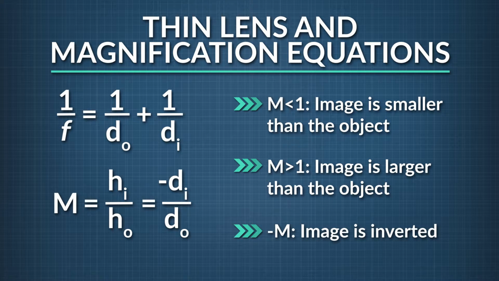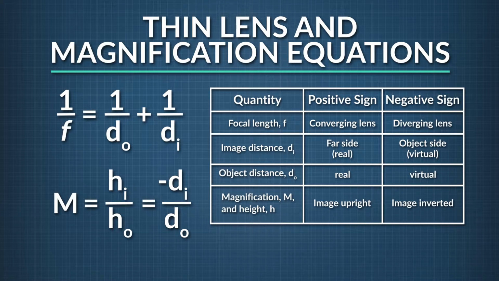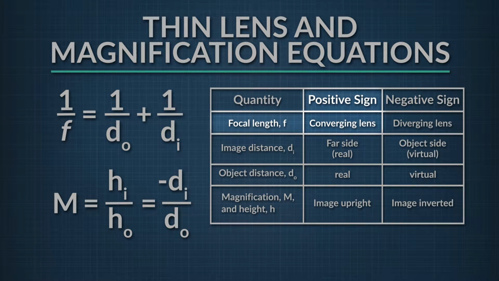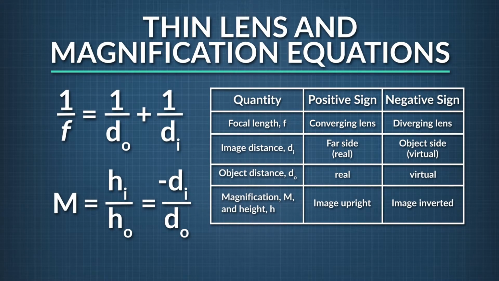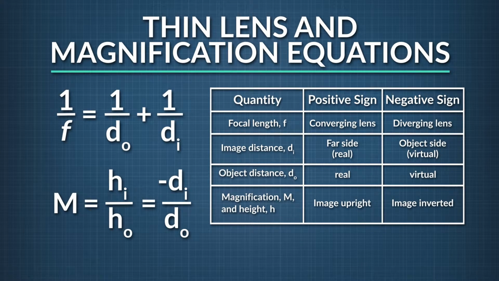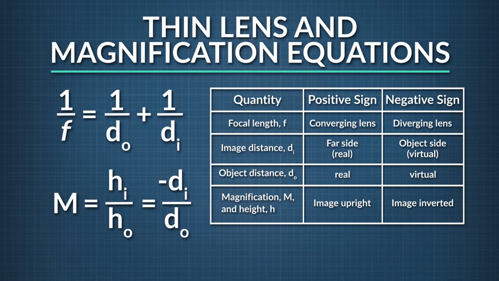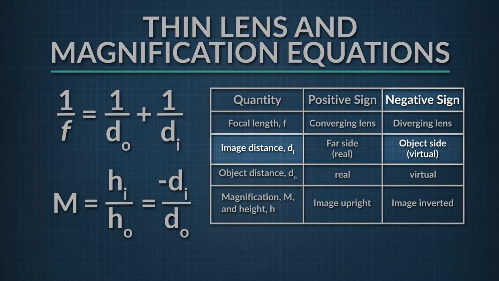Solving lens exercises requires carefully keeping track of positive and negative signs. This table shows that when the lens focal length is positive, the lens is converging. When the focal length is negative, that means the lens is diverging. If the image distance is positive, the image is real and on the far side of the lens from the object, while a negative image distance means the image is virtual, it exists on the same side of the lens as the object.